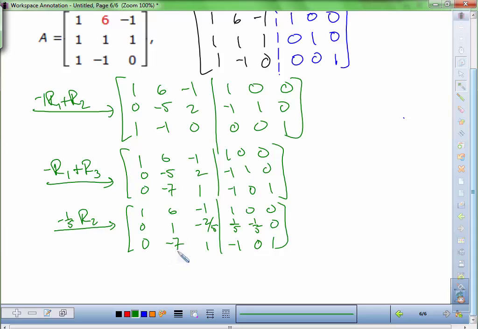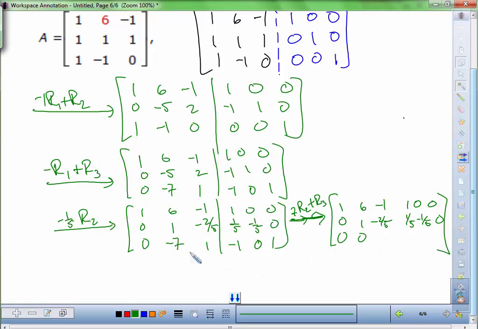I would probably clear out row 3. I'll start squeezing it in here. Multiply row 2 by positive 7, add it to row 3. So I got 1, 6, minus 1, 1, 0, 0, 0, 1, negative 2/5, 1/5, negative 1/5, 0. And then got rid of that.